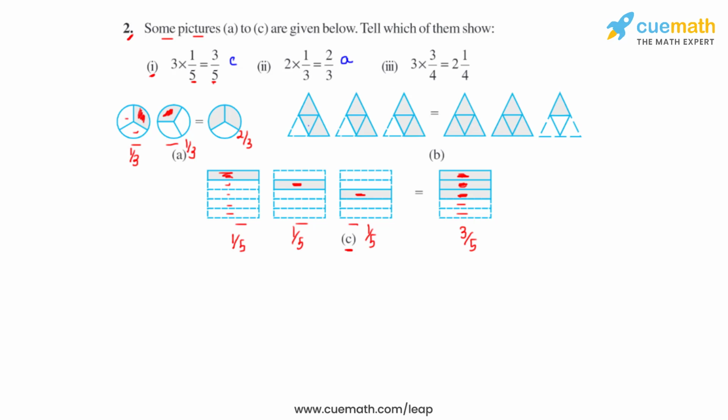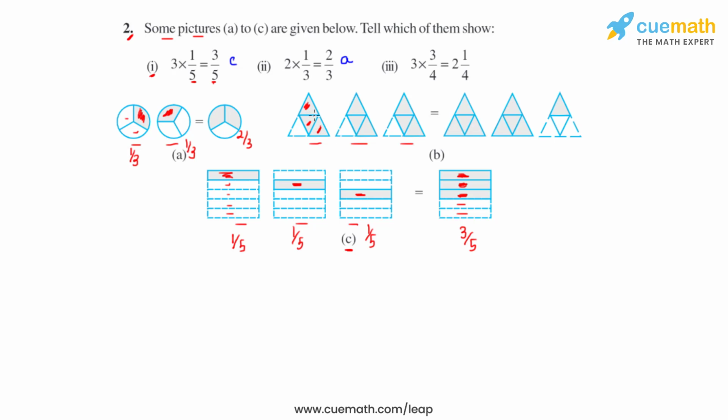Now coming to the last bit, which is the third bit, we have 3 times 3/4, which is given as 2 1/4. So we have 3 figures here in option B, that is 3 triangles. Each triangle has 4 parts, out of which 3 parts are shaded.